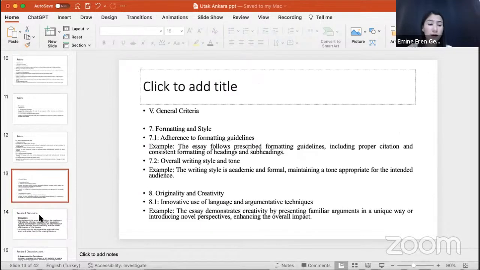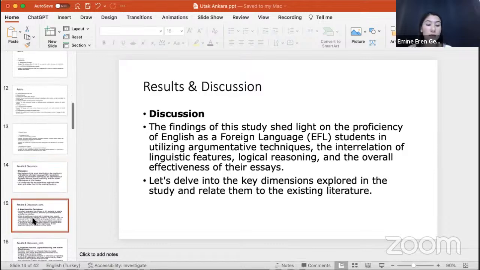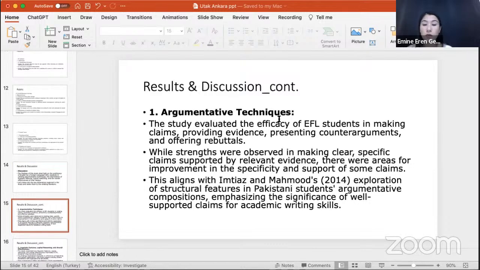I will not give the results, findings, and discussion parts separately. I will combine them together. The findings of this study shed light on the proficiency of EFL students in utilizing argumentative techniques and the interrelation between linguistic features, logical reasoning, and the overall effectiveness of their essays. The first one was the argumentative techniques, and the study evaluated the efficacy of EFL students in making claims, providing evidence, presenting counter-arguments, and offering rebuttals.